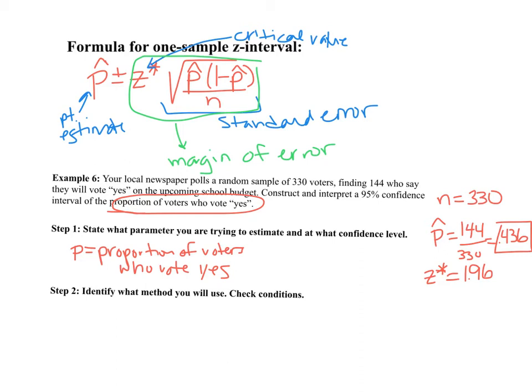Okay, so then the next step is to identify what method you're going to use. This is important. This is what I mentioned before, where you actually give a name to your interval. So we are going to use a one proportion z interval. And one hint is that everything in this section is a one proportion z interval.